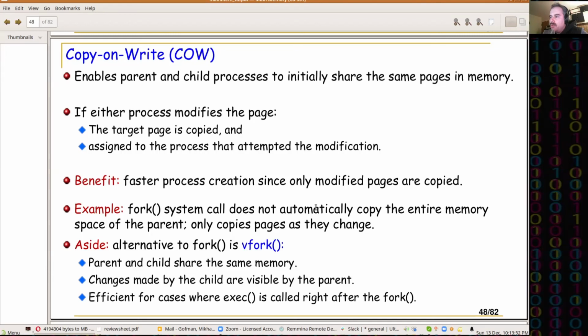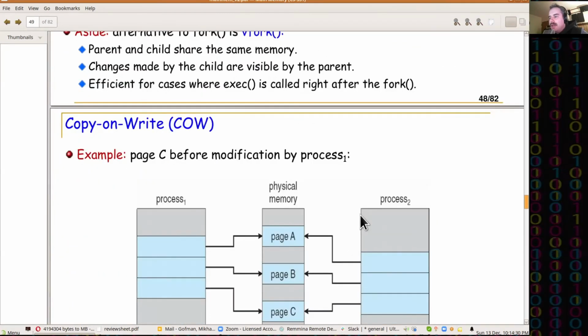So what we're going to do is, when the parent forks a child, initially the parent and the child will share the same physical memory frames. In other words, the child's page table will basically map the same physical frames as the parent's table. We're not going to create copies of any physical frames and assign them to one process or the other until that respective process modifies it. Let's take a look at an example to get a clearer idea.